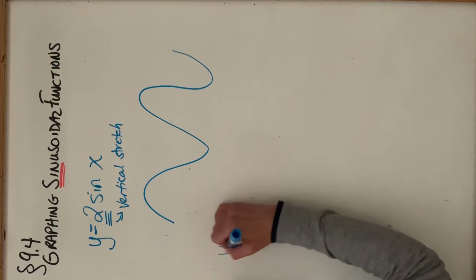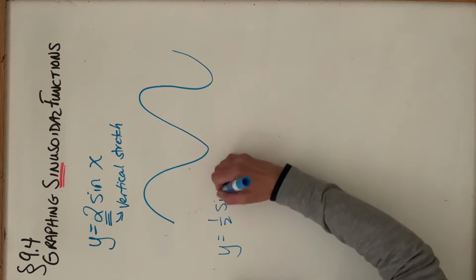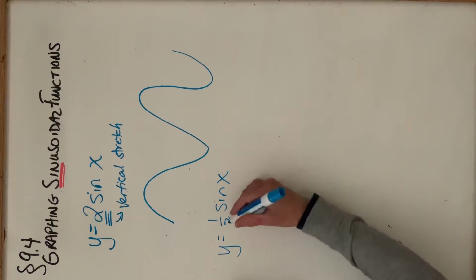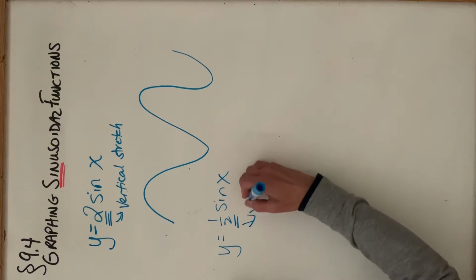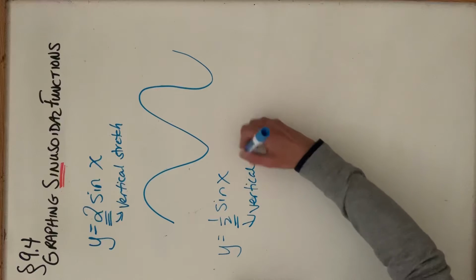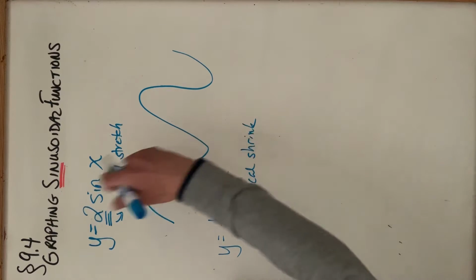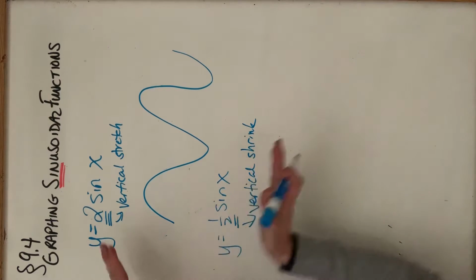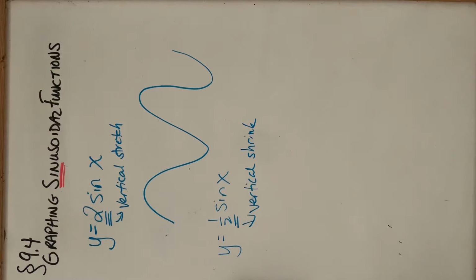Okay, and what if we had y equals 1/2 times the sine of x? How's that going to affect our graph? Well, we know that the 1/2 now is a vertical shrink. So we're going to take this graph and shrink it vertically. So how does that affect the graph? Again, still the amplitude, right? It's going to make that amplitude smaller since it's making the graph shorter in this vertical distance.